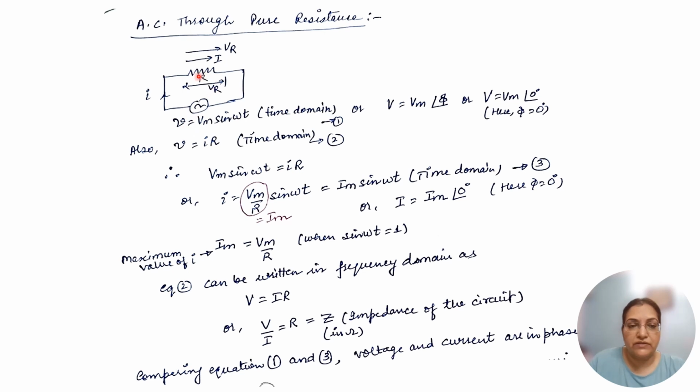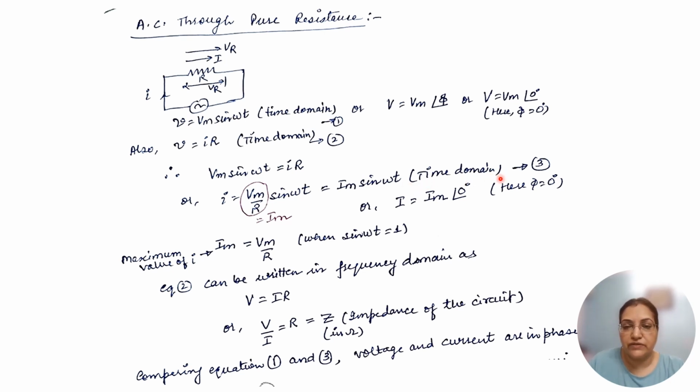Now, in the circuit, resistance is connected, so we can write the equation for the voltage drop as iR, and equation 1 and equation 2 can be equated as Vm sin omega t is equal to iR. So this gives us an equation for i equal to Vm by R sin omega t, where this term Vm by R is the maximum value of this current, and hence the instantaneous equation for the current can be written as Im sin omega t. This representation is a time domain representation.